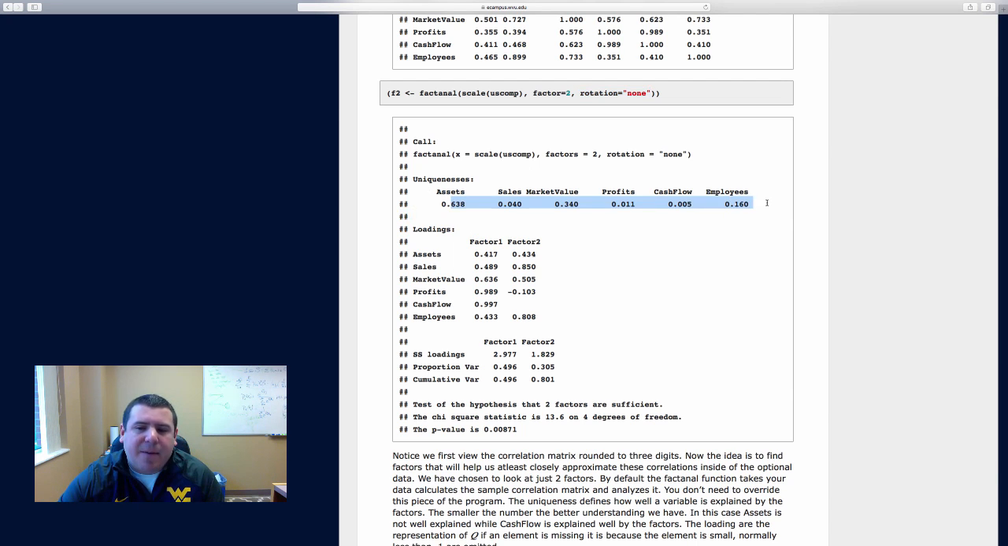This is your psi. Psi was the diagonal matrix, and it talks about the uniqueness. This is the psi associated with every variable: assets, sales, market value, profits. Basically it's telling you how well this matrix, or your factor, picks up the covariance of everything. You still see we're missing 0.638 on assets, sales 0.04, so it's good comparatively. Market value 0.34, profits, cash flow, employees, etc.